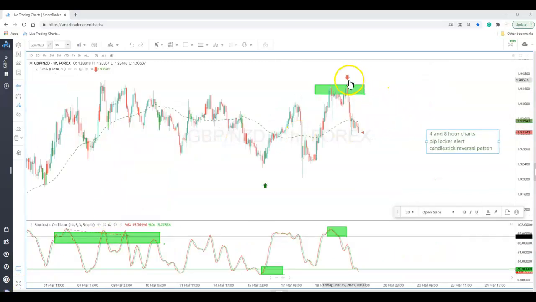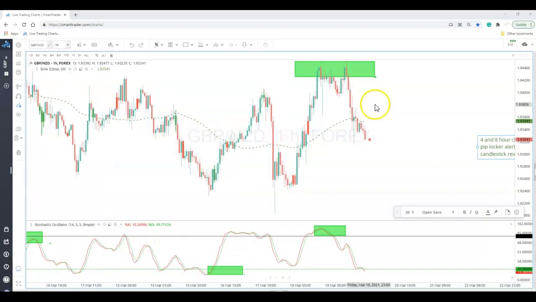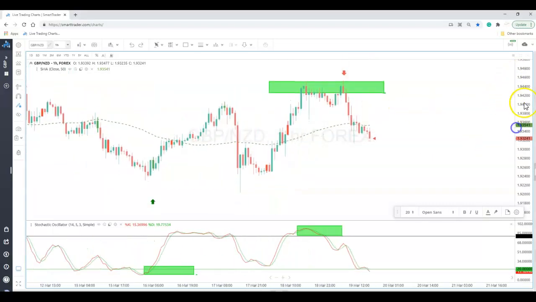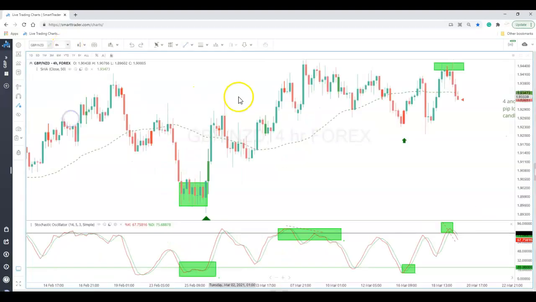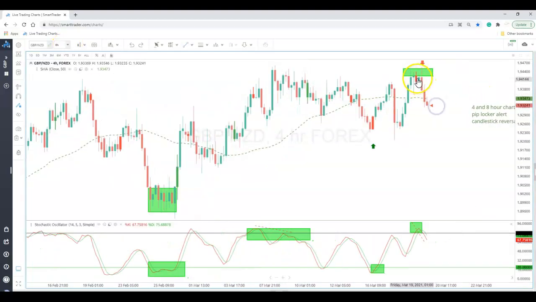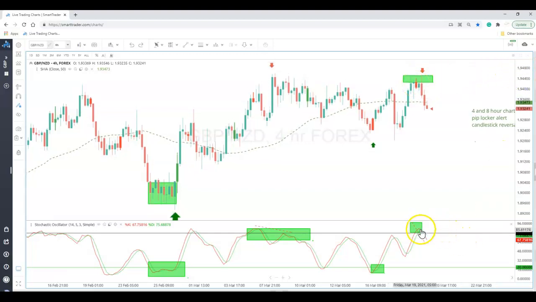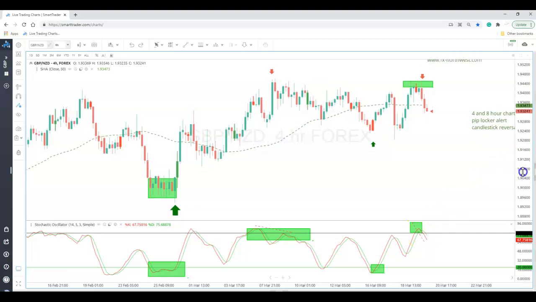Another PIPLOCKER trade alert. This one actually was generated on the 1-hour chart. So we look at the candlestick pattern. Notice this is a double top with an inside bar. Stochastics is showing us overbought conditions with divergence. Switch over to the 4-hour chart for confirmation. We have a bearish dark cloud or bearish engulfing candle, and stochastics is overbought as well.